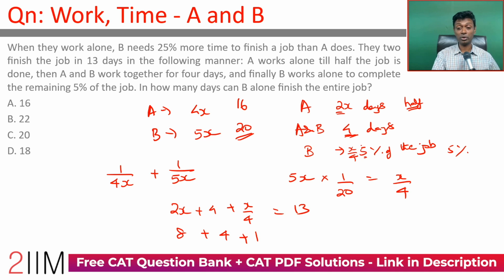A wonderful question, because of the way of defining this. It says A takes half the job, and then A and B together take 4 days, and then B does 5% of the job working alone. And so it's a wonderful question, because it can be kind of rephrased. The phrasing is very interesting. And finally, the answer: in how many days can B alone finish the entire job? 20 days.